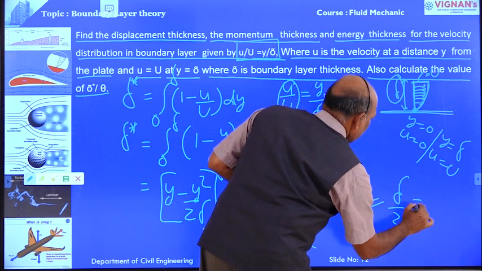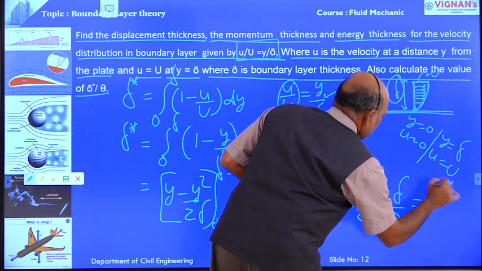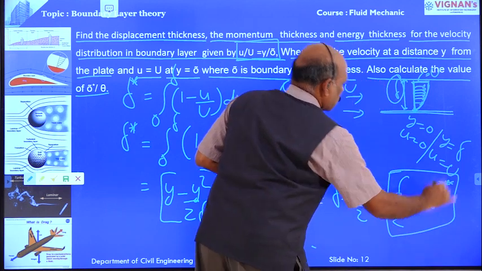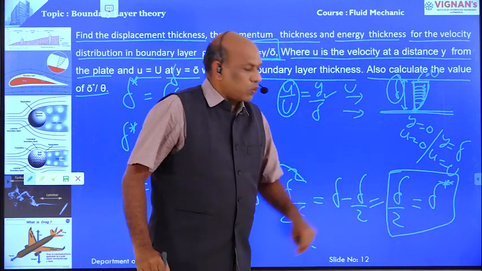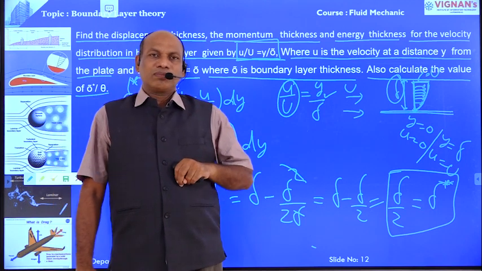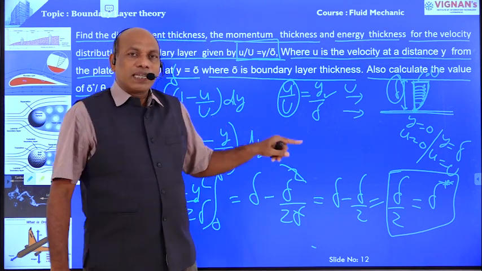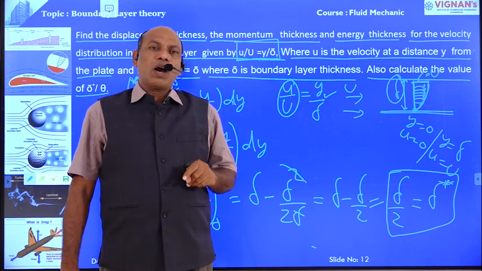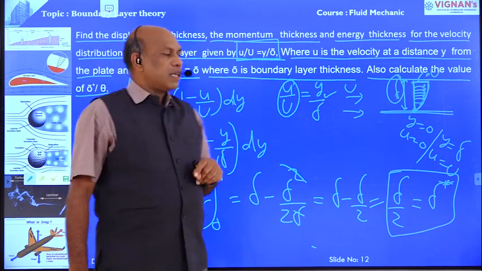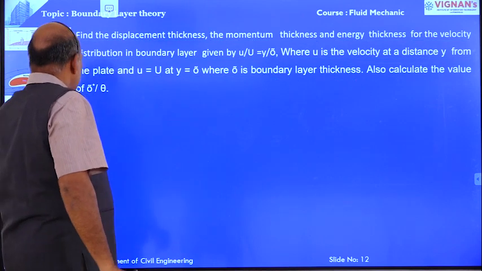This is the displacement thickness. Displacement thickness is equal to delta by 2. It indicates that the displacement thickness is half of the boundary layer thickness. This is about displacement thickness.